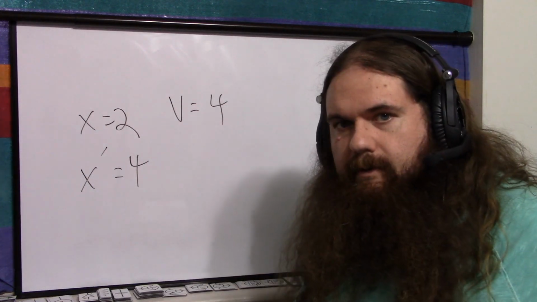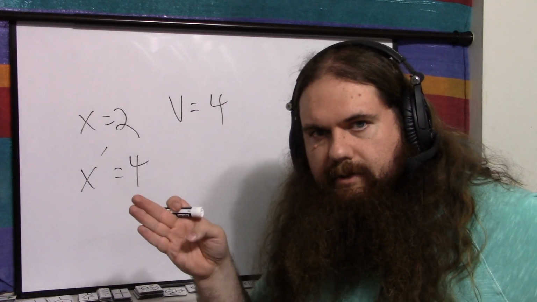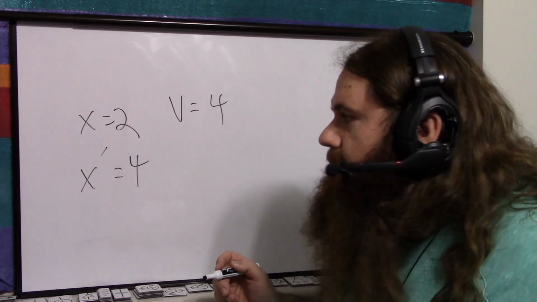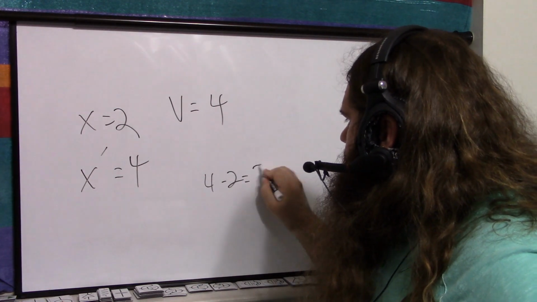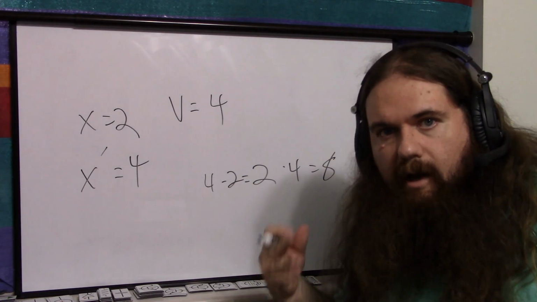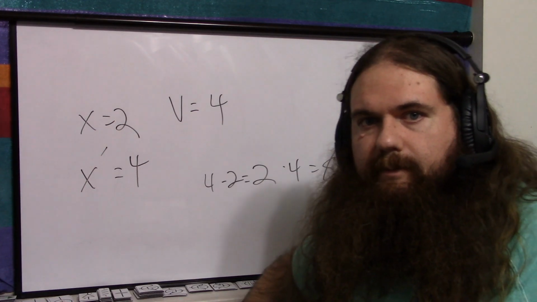So x becomes 4. X starts at 2 hours. X goes to 4 hours. That's a 2-hour span. During that time, I was going 4 miles per hour. Well, 4 minus 2 is 2 hours times 4 miles per hour is 8 miles. I've gone 8 miles. But how far am I from the starting point?